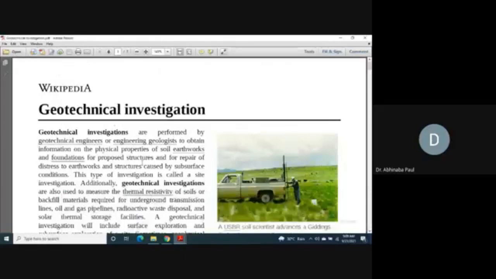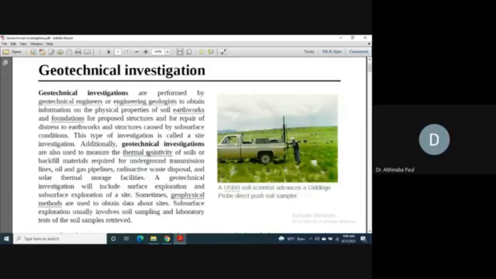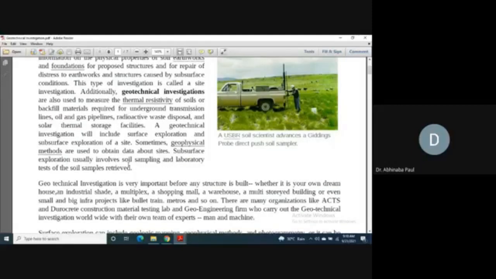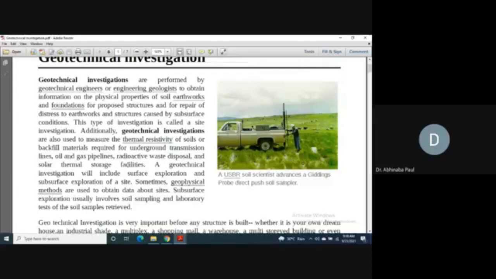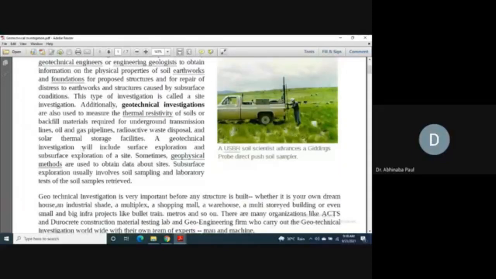Lastly, we will discuss geotechnical investigation. Before we go for any construction, our first job is testing the soil properties, so that it should not create any kind of hazard in the future. There are so many tests that we need to perform. A geotechnical investigation will include surface exploration and subsurface exploration of a site. Sometimes geophysical methods are also used to obtain data about the site.